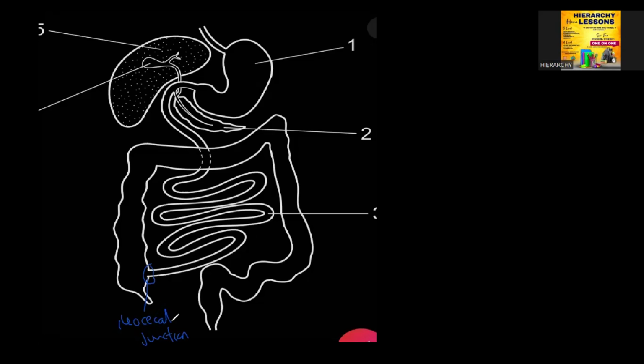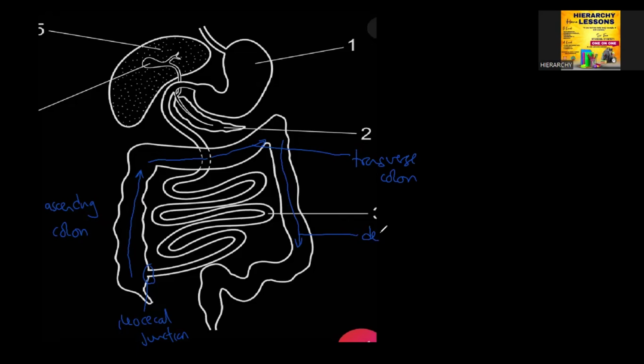We said the large intestine has three parts. This one going up is called the ascending colon. Then there's the transverse region, called the transverse colon. And then this part that's going down is called the descending colon. Then there's the sigmoid colon, and then the rectum, and then the anus. That's how the large intestine is structured.